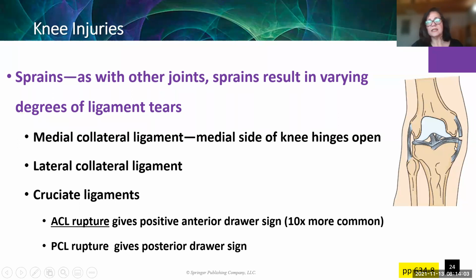The ACL famously gives way 10 times more commonly than the PCL, than the posterior cruciate ligament does. The way to assess this is there's movement in the knee that shouldn't be there. I mean, the patient will report pain, of course, but if the knee can hinge open on the medial aspect, it's not supposed to, and if you can pull forward on the tibia, that indicates that the ACL has ruptured.